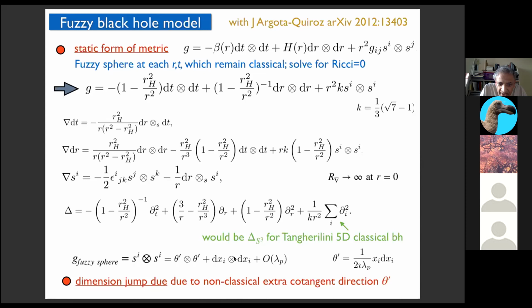And so what that means is in the classical limit, this metric is actually 4-dimensional. And so that's the origin of this phenomenon. It's what we call dimension jump. The behavior of the 3D black hole model, the usual black hole in 4 dimensions but with a fuzzy S2, looks more like a 5D black hole. The dimension jump.